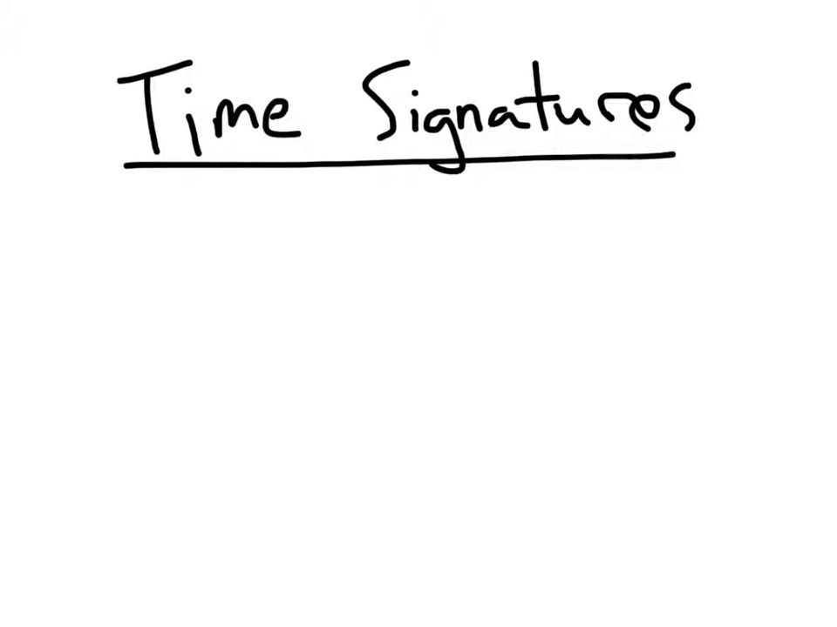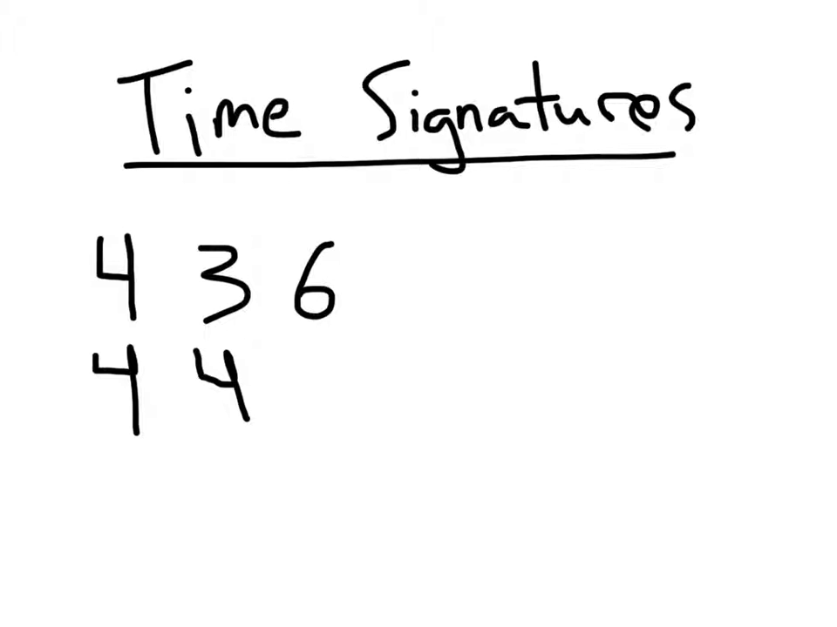Time signatures are made up of 2 numbers, one over another. This is a common one we see a lot. We also see this one a lot. We see this a lot. And we also see this. I believe we've seen all of these in a semester.